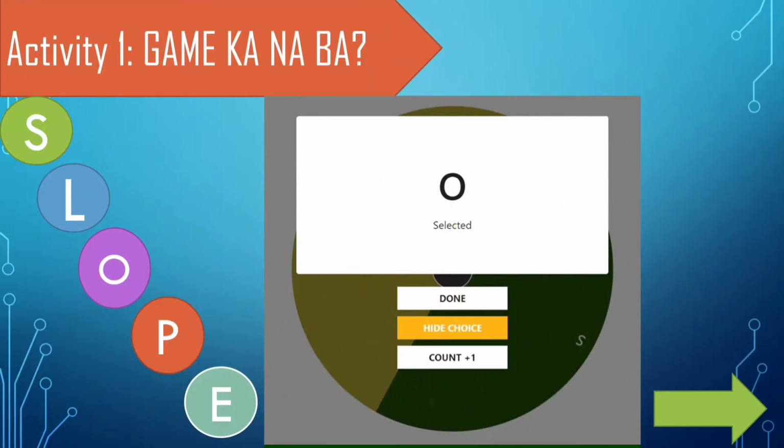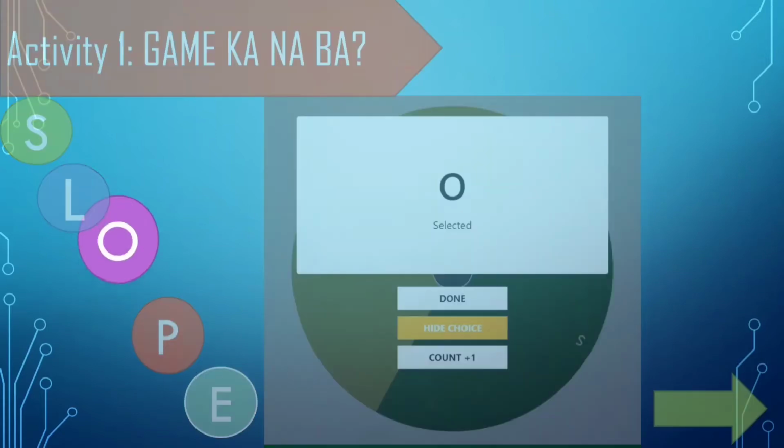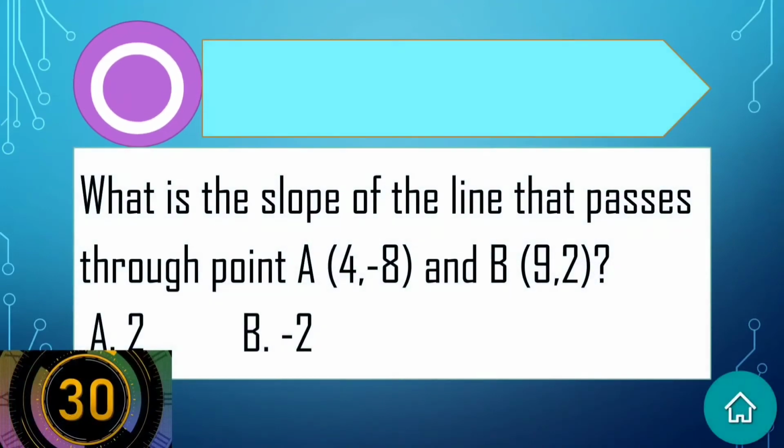Okay, so it's letter O. So let's see the question under letter O. What do you think would be the question? Okay, so in O, what is the slope of the line that passes through point A, which is (4, -8), and B, (9, 2)? Is it A, 2, or B, -2? What do you think would be then the correct answer? So your time starts now.